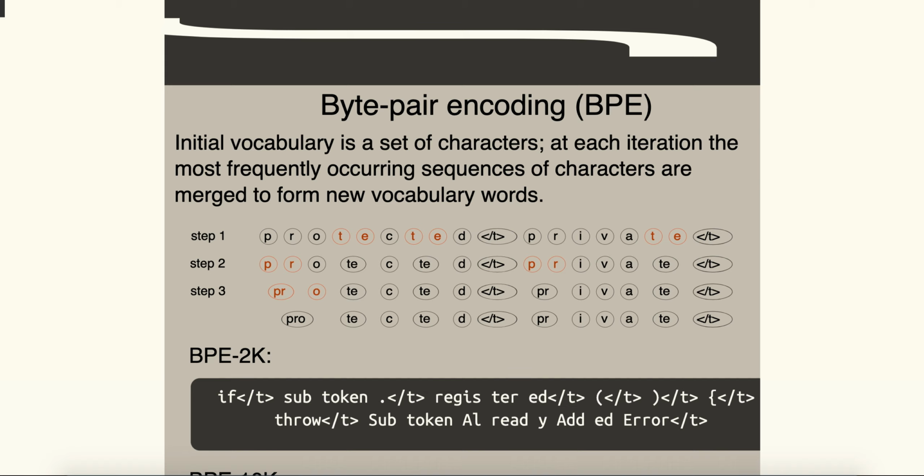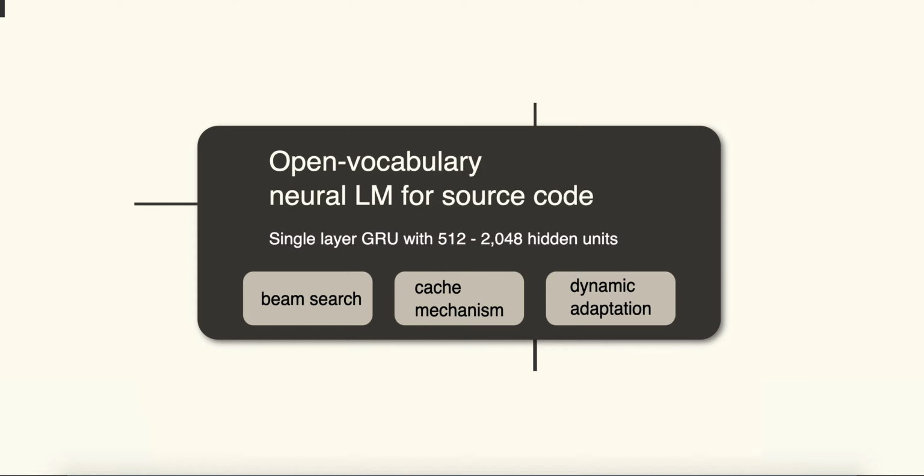As the next step, we train a language model for source code. This model is open vocabulary. However, to predict a full token, it needs to predict multiple subtokens, for which a variant of the beam search is used. Our model uses such features as cache mechanism and dynamic adaptation to adapt to new projects.